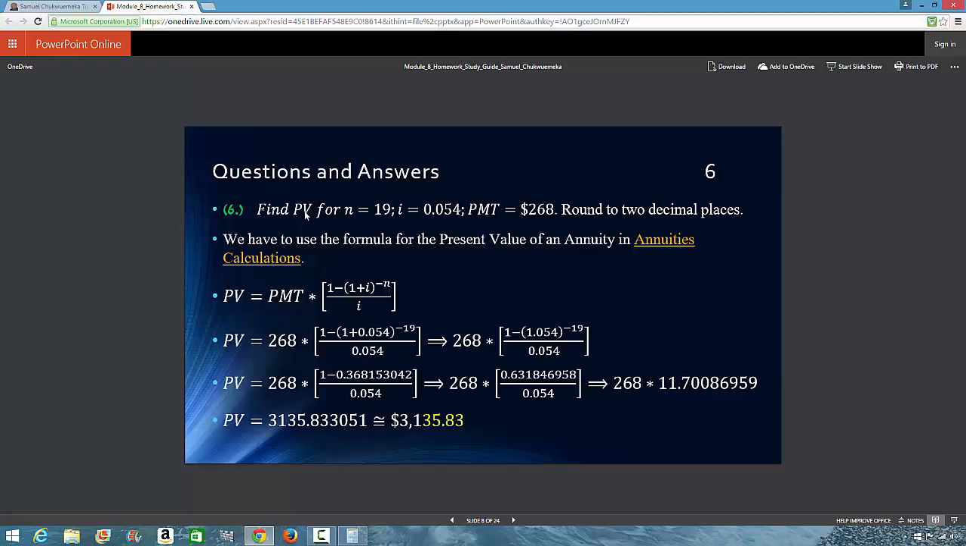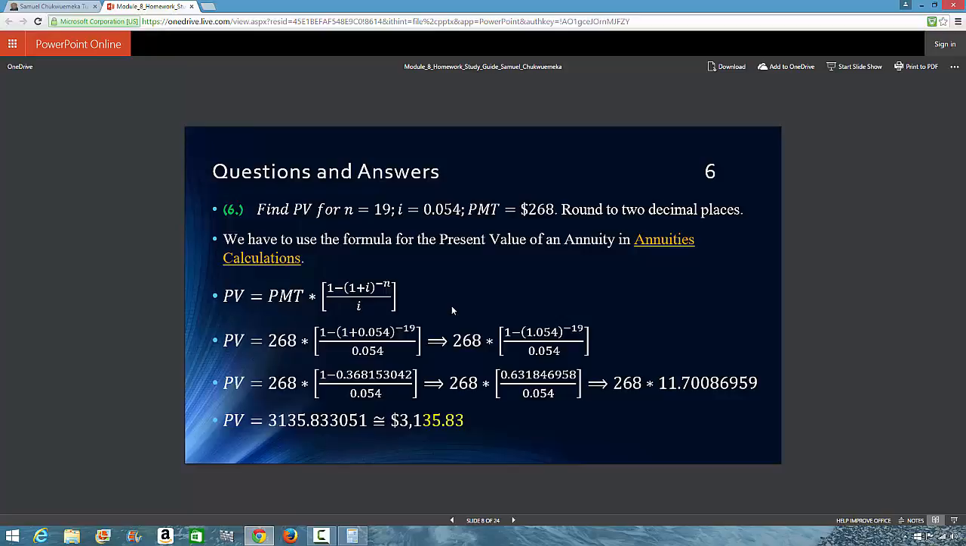Question 6, find the present value for N equal to 19, I equal to 0.054, and the payment to be $268. Round to 2 decimal places. You can find this formula in annuities calculations, a present value formula. Now this is the formula. You have some other formulas, but in this case, you're using the formula that has I and N. That is the formula you should be looking at.